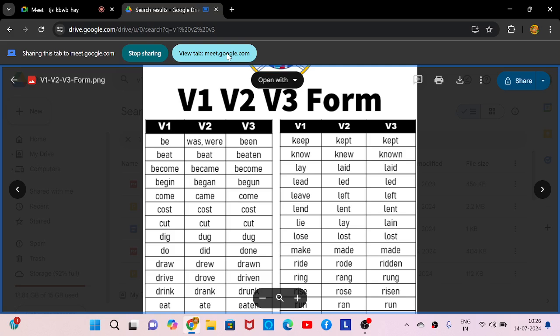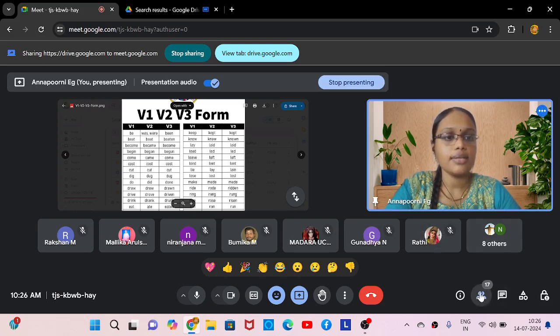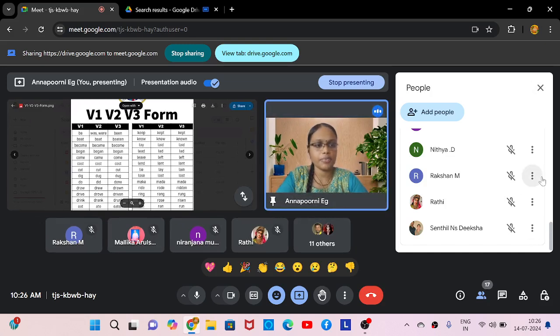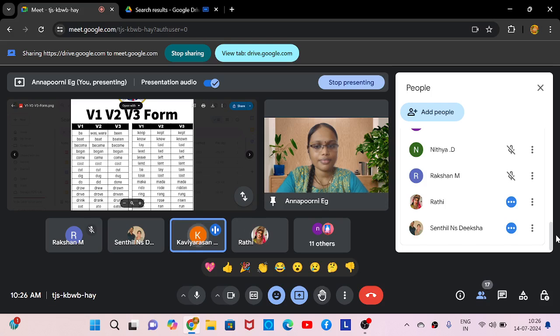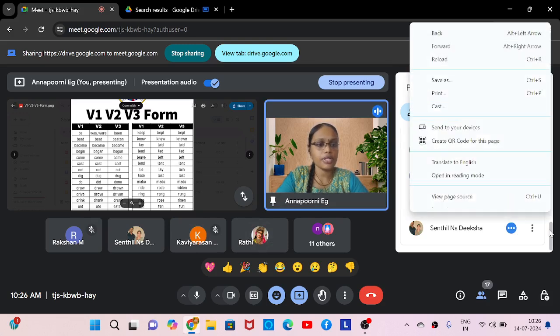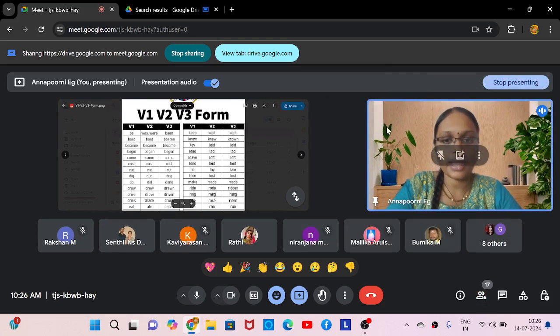Can anyone give me a definition for a verb? What is meant by a verb? Anybody can answer. Yes, very easy. It is the third part of speech. Ma'am, action words. Action words. Okay, Prakshana has told, Kaviyarasan has told. What about Deeksha? Ma'am, action words. Very good. So three people have given the right answer. Action words are called verbs. Any kind of action that you do is called a verb.